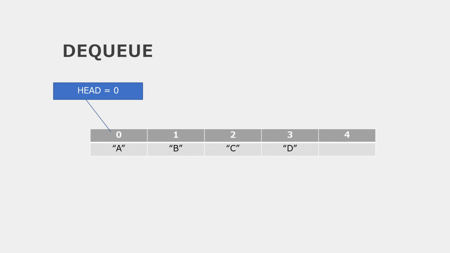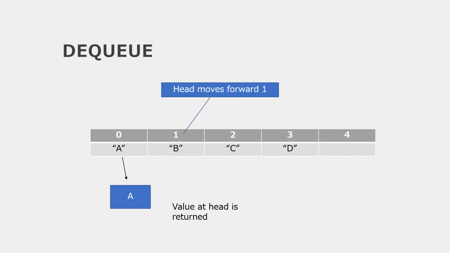Next, let's write the code to dequeue an item from the array, from the queue. The head, if you remember, is pointing to position 0, and that's where we would dequeue the value from. So the value at the head is returned or output from the queue, and the head moves forward by 1.